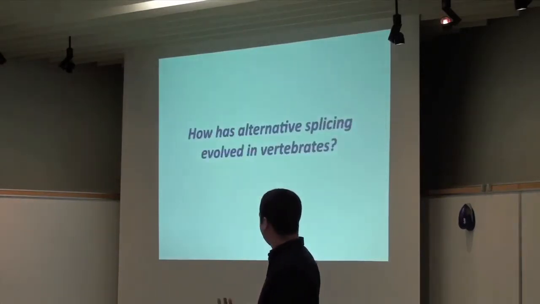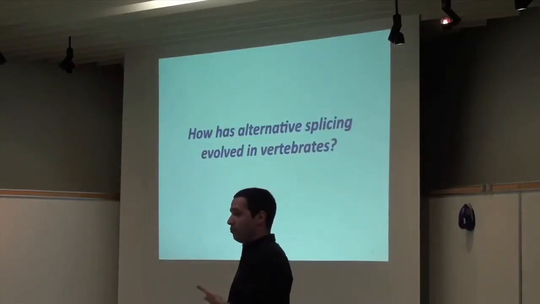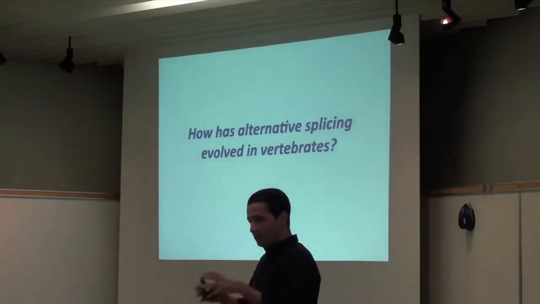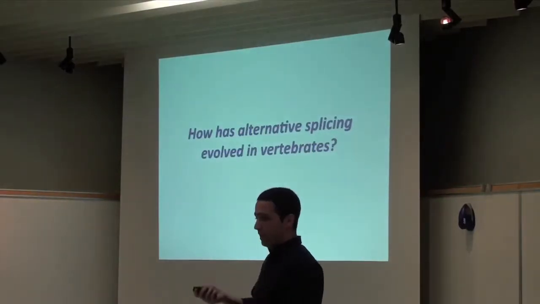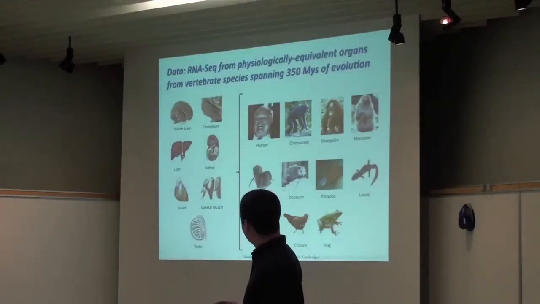And so it's not gene expression that is very likely to account for the majority of these phenotypic differences. So what is it then? We think alternative splicing might contribute, so we asked the question: how has alternative splicing evolved in vertebrate species, where it is quite prevalent? And how did we do that?